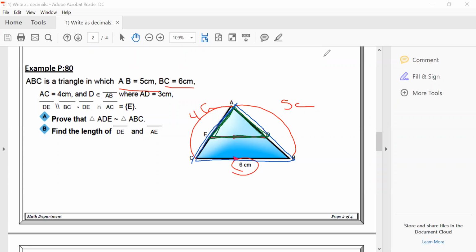Do you have the sides of the smaller triangle? You have only AD 3, by the way. Do you have DE? No. Do you have AE? No. Miss, I can put the proportional sides and get DE and EA. No, please. You can get them from the proportional sides only if the two triangles are similar.